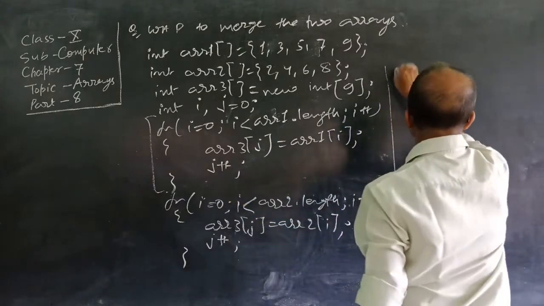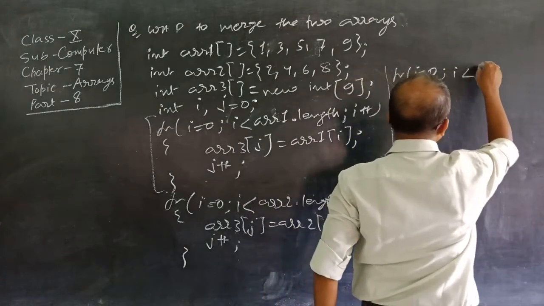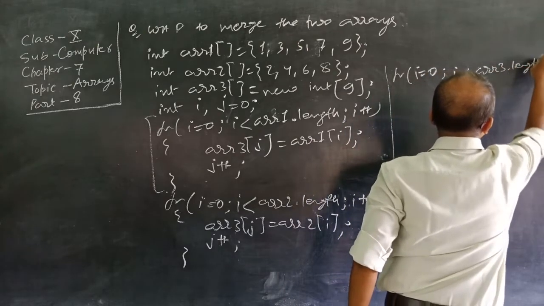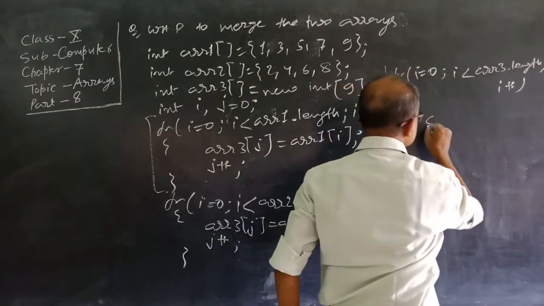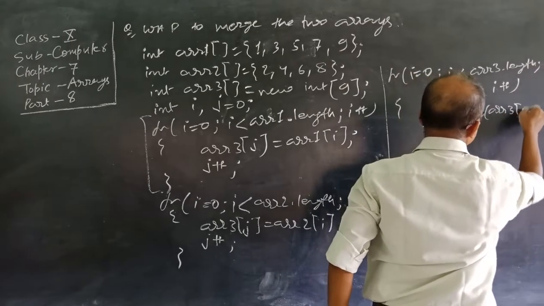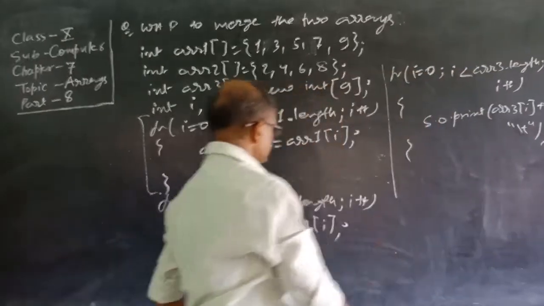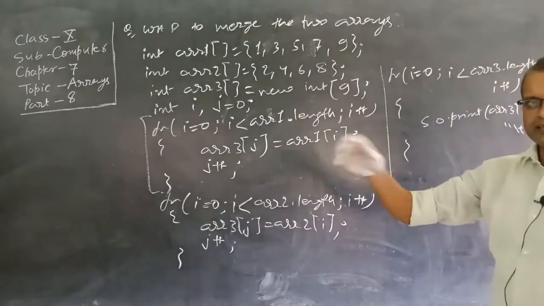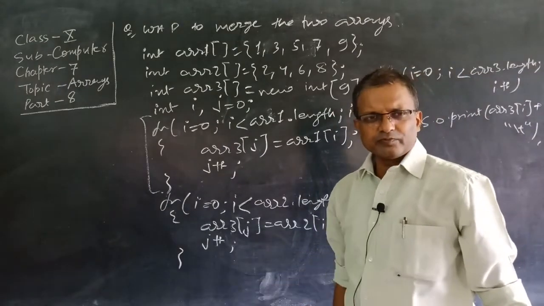So now we are to print: for i equal to 0 and i less than arr3 dot length and i plus plus, System dot out dot print arr3 i plus backslash t. So by using this technique, you can merge the two arrays in the third array. Okay, now we'll see the next.